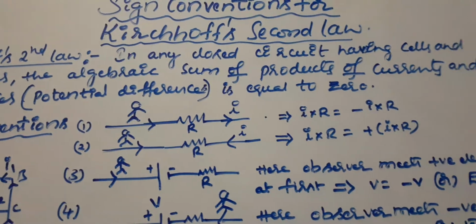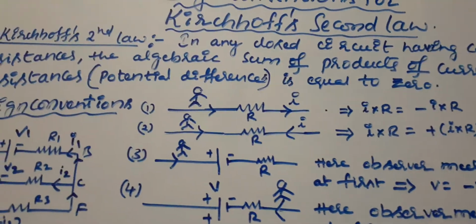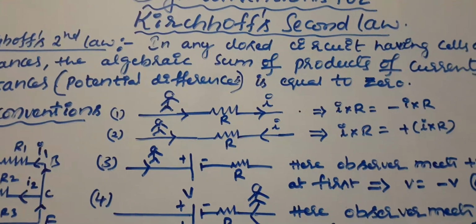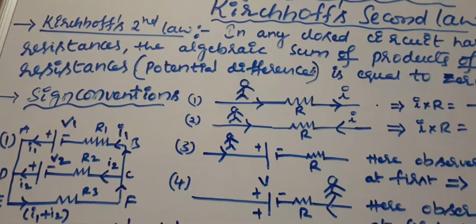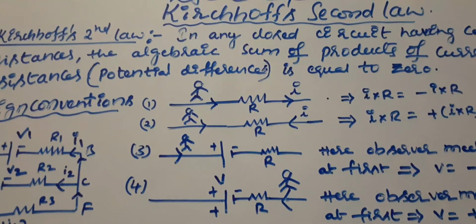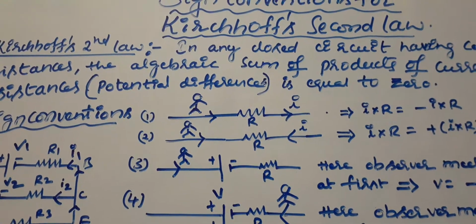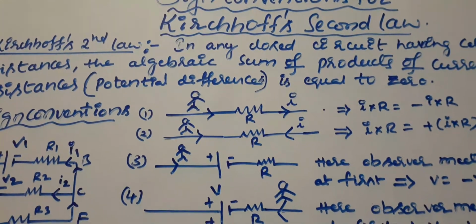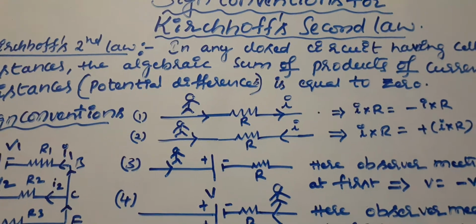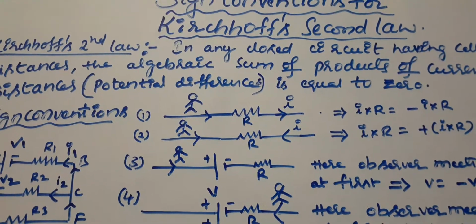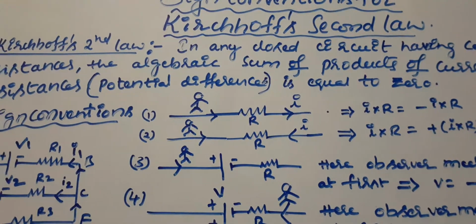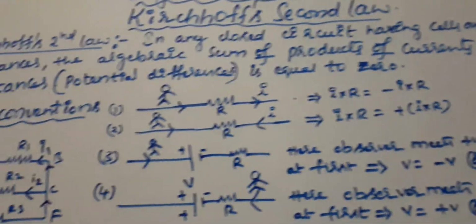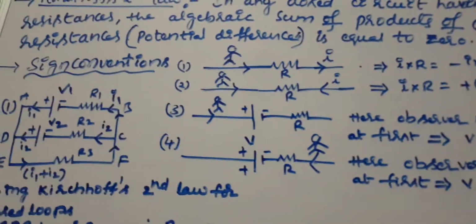In any closed circuit which is having cells and resistances, the algebraic sum of potential differences, or the algebraic sum of products of currents and resistance, is equal to 0. Potential difference is the product of I and R from Ohm's law. So in any closed circuit having cells and resistances, the algebraic sum of products of currents and resistances is equal to 0. Sign conventions.